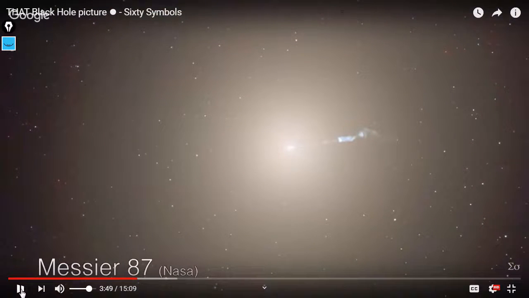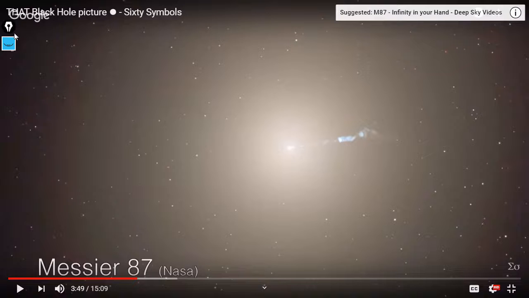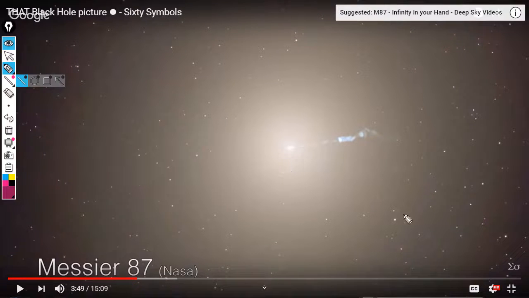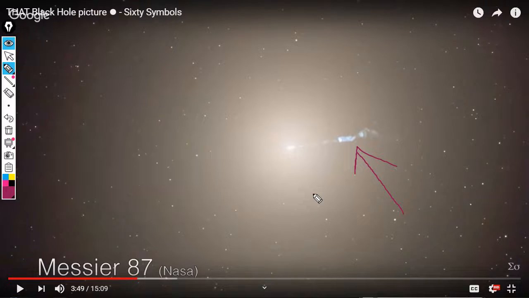Now, here's the zoom. And if you look at this image, you can clearly see the jet right here. That is the jet coming out of the pole, which is nearly facing toward our solar system. How he doesn't understand that these jets come out of the poles, I can't comprehend.